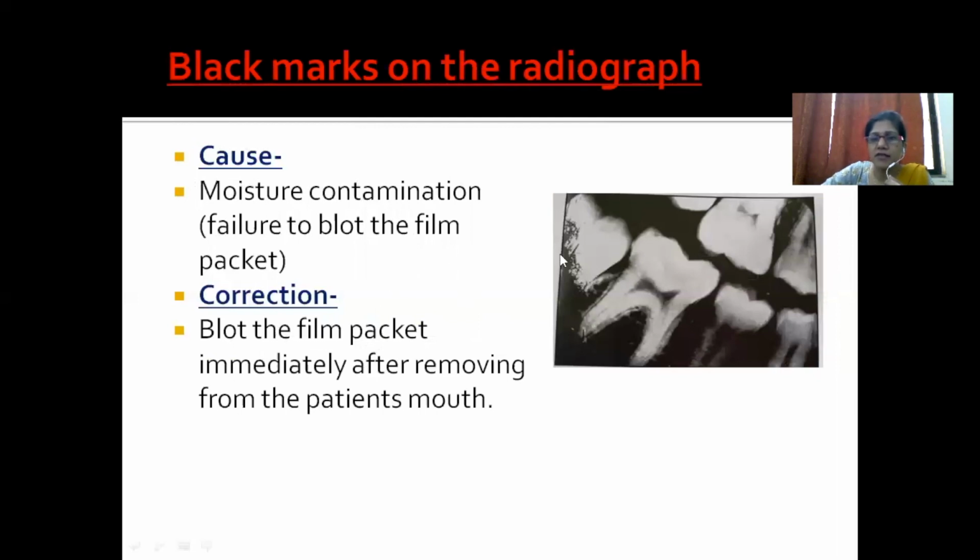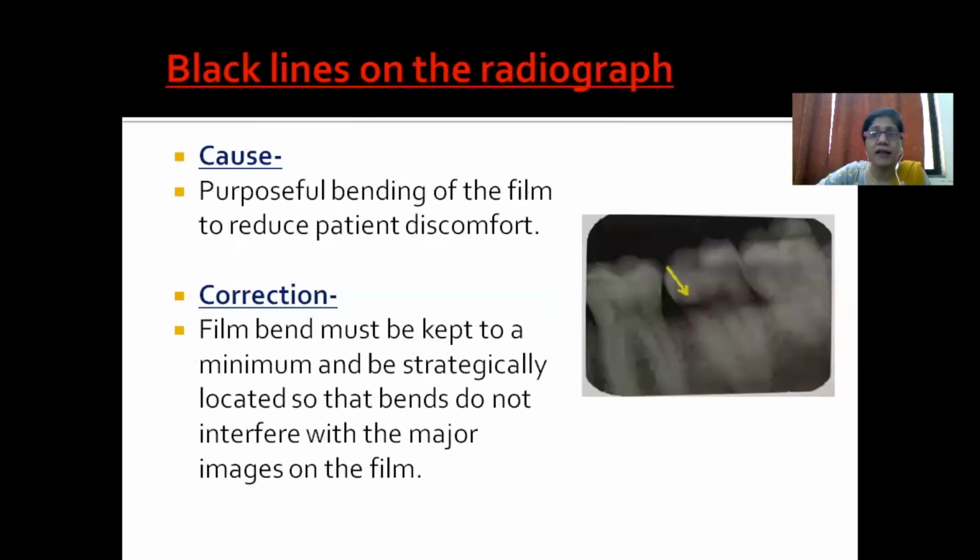Then black marks. Can you see these black marks? Moisture contamination or failure to blot the film packet makes this type of black marks on the resultant radiograph. How to correct it? Blot the film packet immediately after removing it from the patient's mouth. Sometimes the saliva may seep into the packet and lead to such black marks on the radiograph.